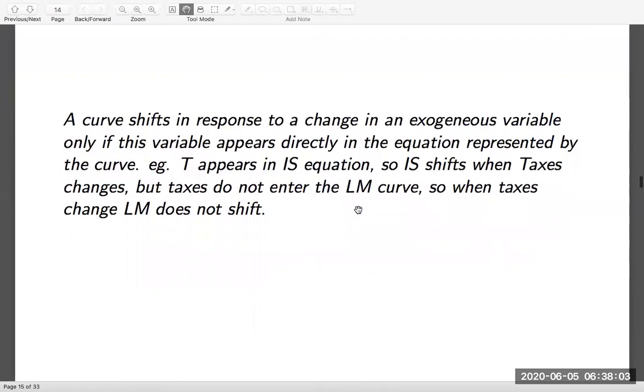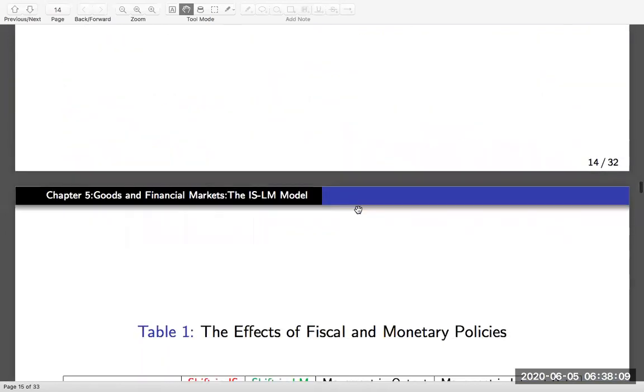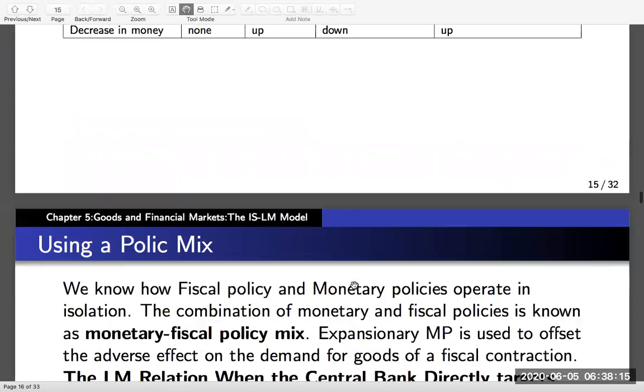So this is just talking about whether a variable is found in the equation. If it's changing, it will cause a shift if it's on the right side of the equation. I have this table, but I'm not going to discuss it because you can read the table and try to understand it.